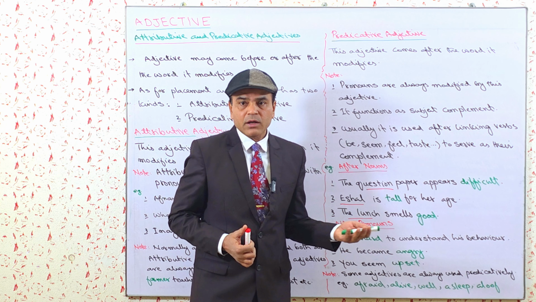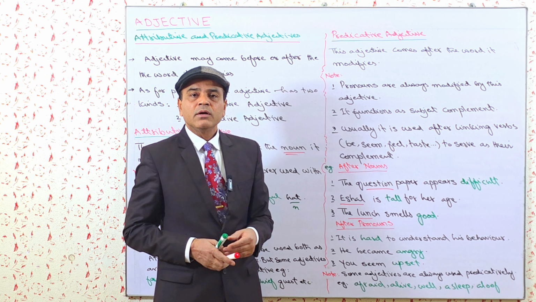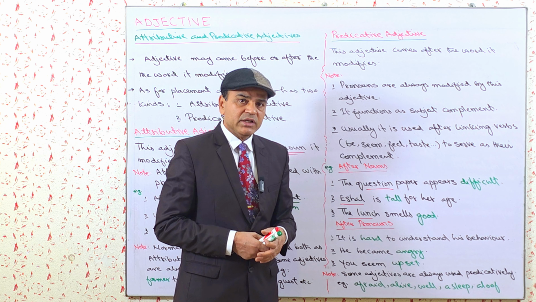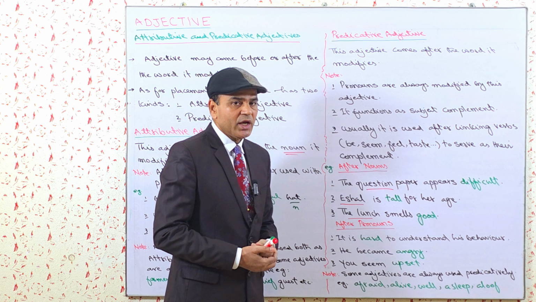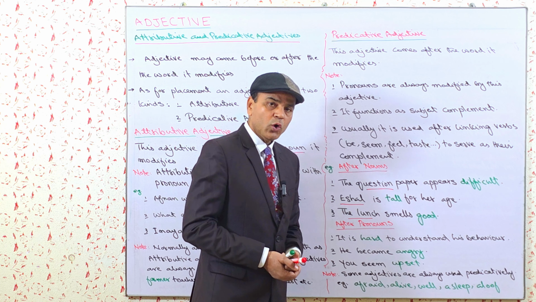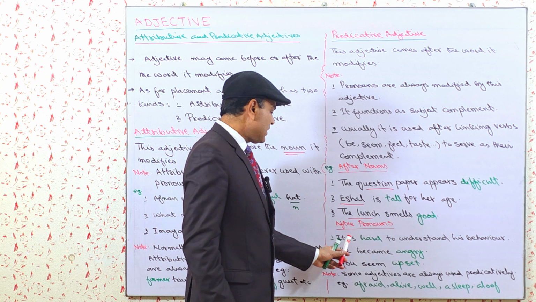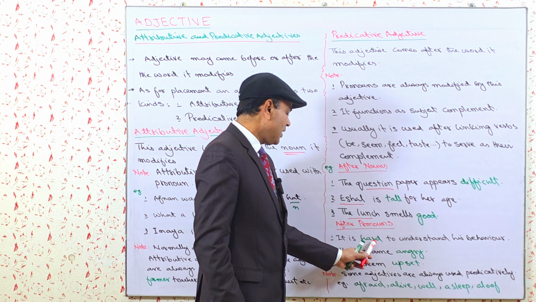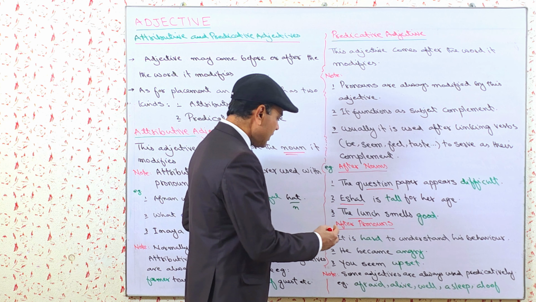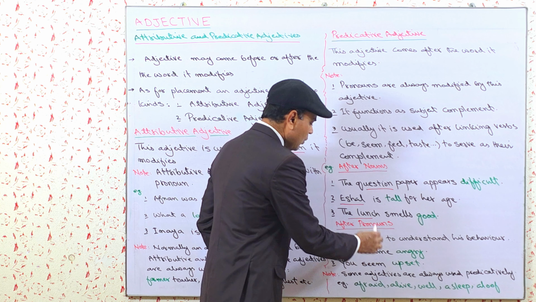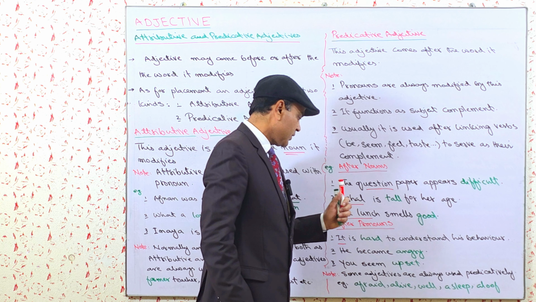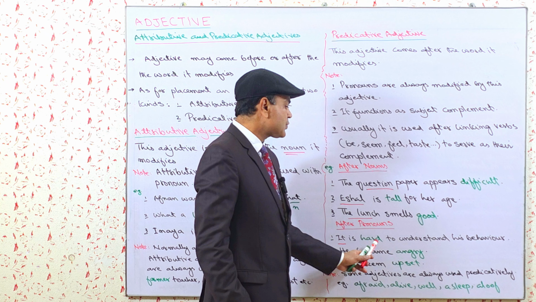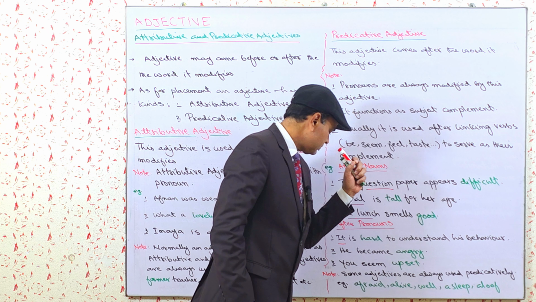As I already mentioned, predicative adjectives may also be used to qualify a pronoun. So let us also have a look at some examples of that too. It is hard. What is hard? It. The word it here is the pronoun and it is being qualified by the word hard, which comes after it. So, it is hard to understand his behavior.